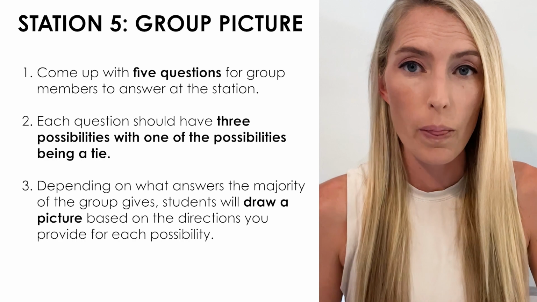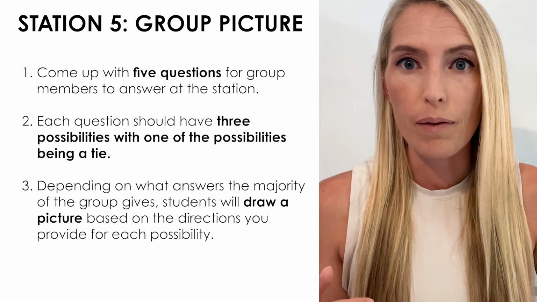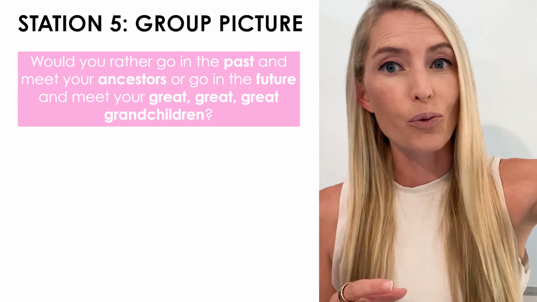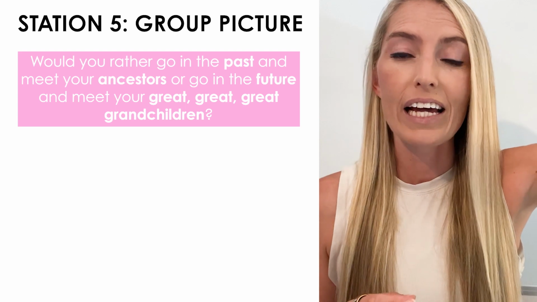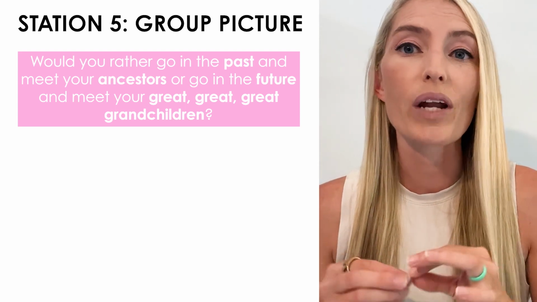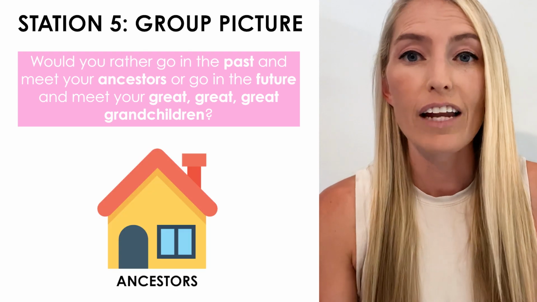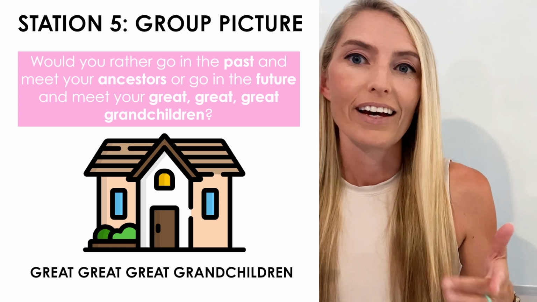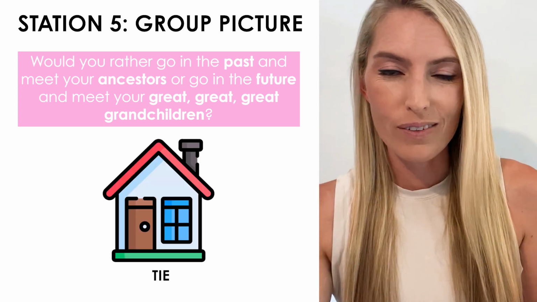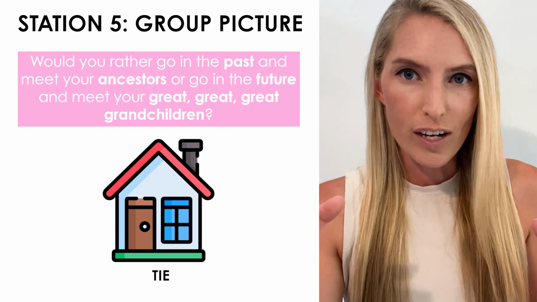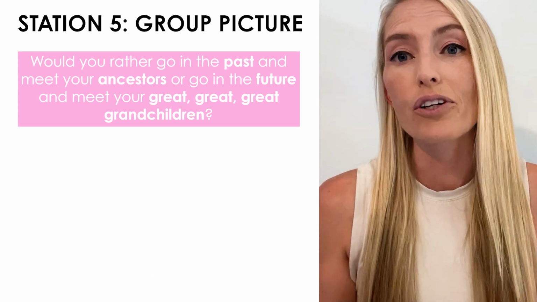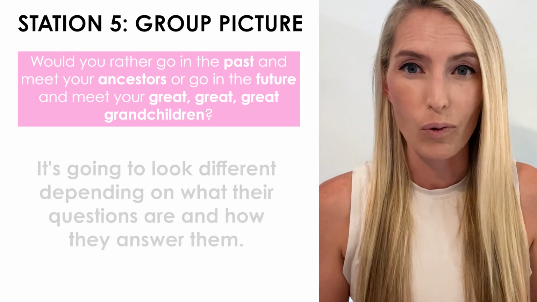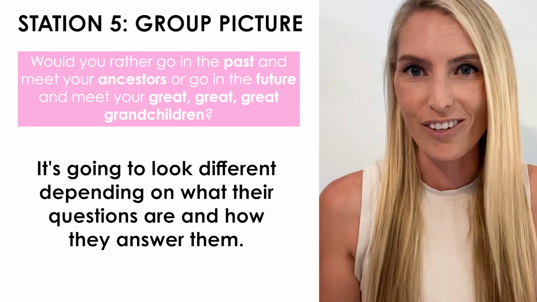So I want to give you an example. One of your questions might be, would you rather go in the past and meet your ancestors, or go in the future and meet your great-great-great-grandchildren? If most of the students say ancestors, then you would have students draw a house with 2 windows. If most of your students said great-great-great-grandchildren, they would draw a house with 3 windows. And if it was a tie, they would draw a house with 4 windows. So you kind of get where I'm going with this, right? Your questions are going to continue like that until your students create an original picture based on the instructions for each possibility. Okay, so it's going to look different depending on what your questions are and how they answer them.